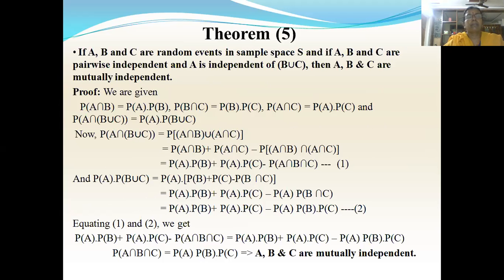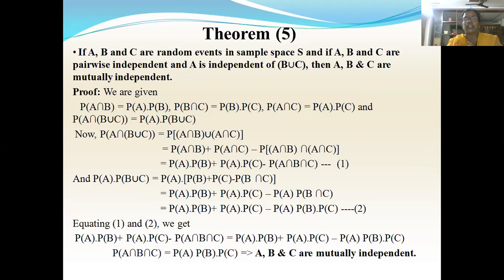Now next theorem is, if A, B and C are random events in sample space S, and if A, B and C are pairwise independent and A is independent of B union C, then A, B and C are mutually independent, we have to prove. So what he has given is that there are three events, A, B and C in the sample space, and it is given that A, B and C are pairwise independent, and it is also given that A is independent of B union C. What we have to prove is A, B and C are mutually independent. That means to prove mutual independence, what we have to prove?